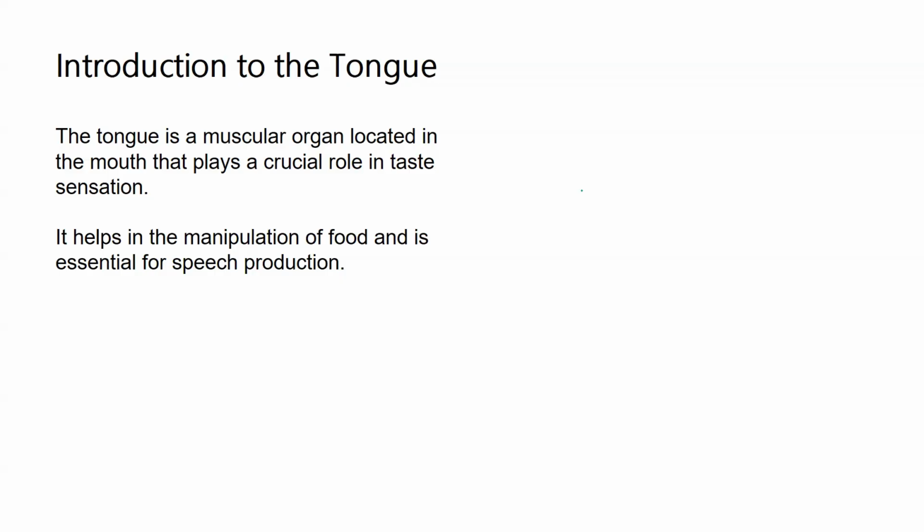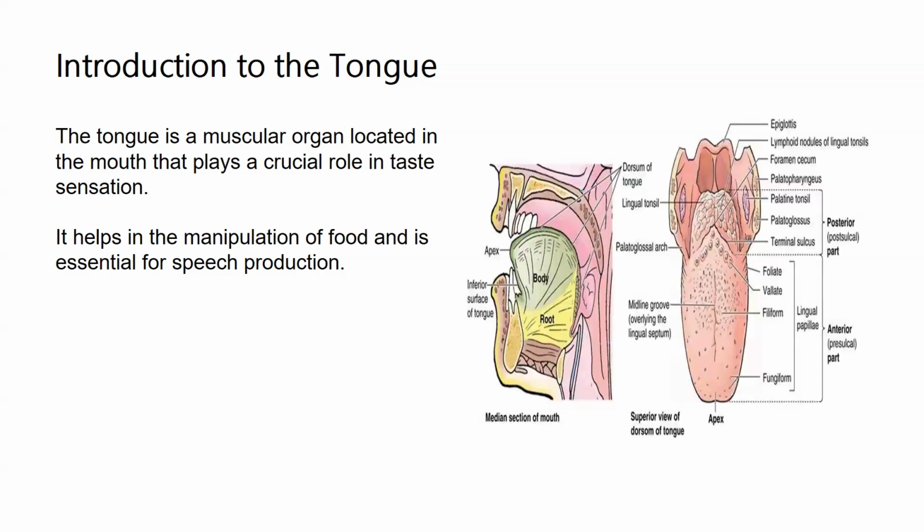And very importantly, the tongue also aids in our speech, that is, production of our speech. So we talk. The tongue plays a vital role in speech production. This is actually some different parts of the tongue, and as we continue, we will see the different functions of each of the parts of the tongue.